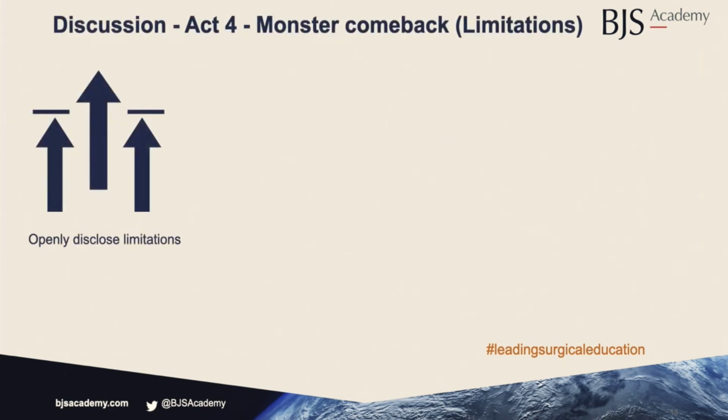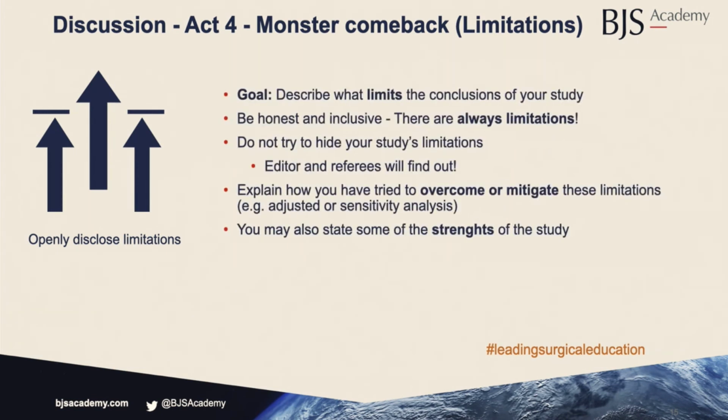And then one of the most important acts or parts of the discussion is the monster comeback, the limitations. And this needs to be in every manuscript you ever write. There always has to be a limitations section. The goal here is to describe what limits the conclusions that you have made from your study. And you have to be honest and inclusive. There are always limitations, no matter how good your study is. And don't try to hide them.